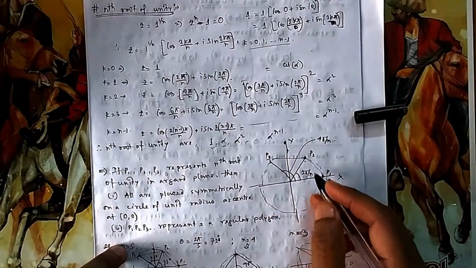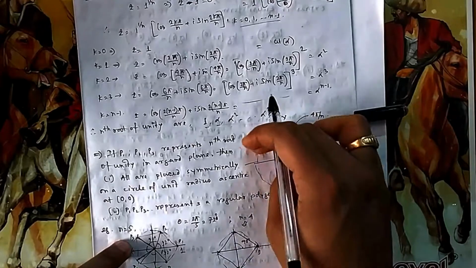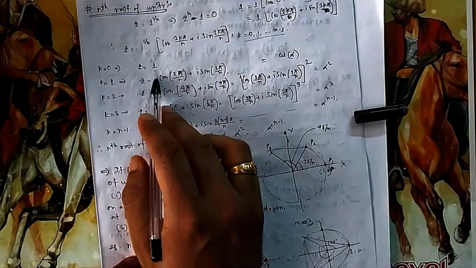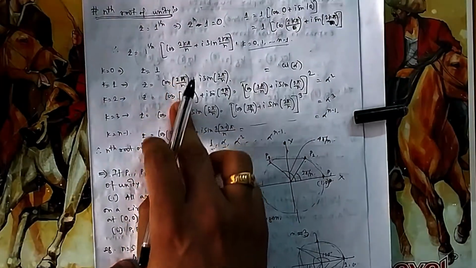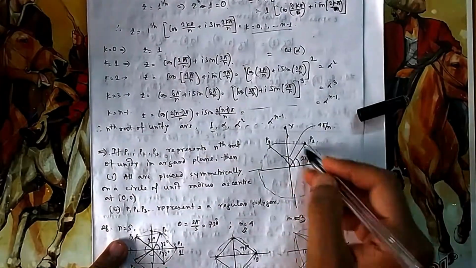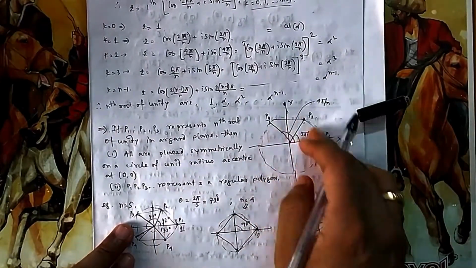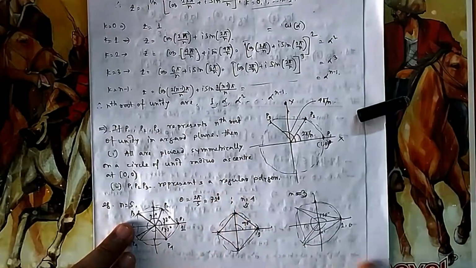This one we have seen earlier also, because for the cubic function we will see it again here, symmetrically on a circle whose radius is 1, because all lengths are 1. The magnitude of each one is 1. You can see the magnitude is 1, magnitude is 1, all are in polar form. So the magnitudes are all the same. So it is a unit circle with radius 1 and the center at 0, 0. And they also represent a regular polygon, because they are symmetrically placed.